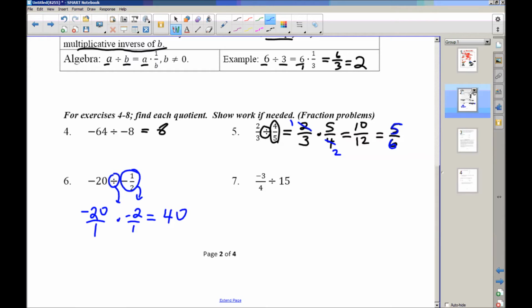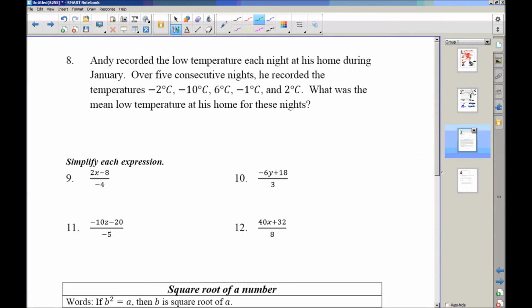Okay? Negative 3/4 times, changing divide to times, and then it was 15 over 1, so I'll make it 1 over 15. So multiply the tops, multiply the bottoms, and reduce. But remember, you could have done this. This would turn into negative 1, dividing it by 3. This will turn into 5. So negative 1 times 1 is negative 1, and 4 times 5 would give me 20. So either way, I get negative 1/20th. Okay? All right, flip it over.